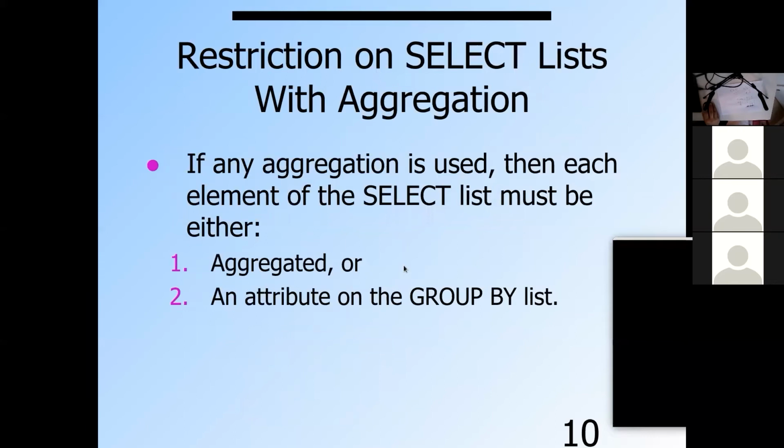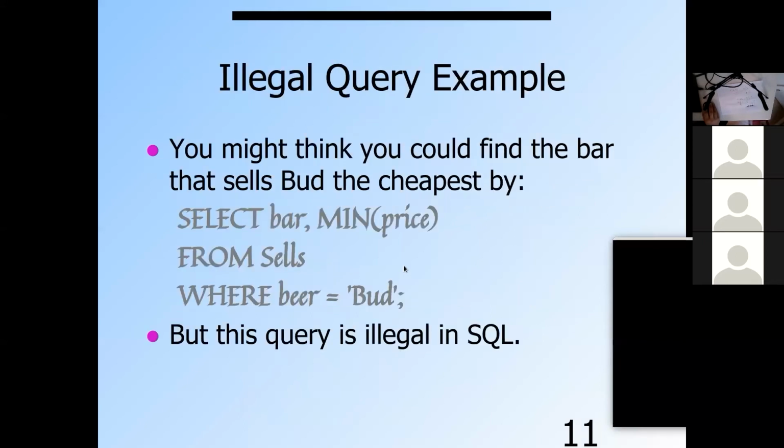In an aggregation, if any aggregation is used, then each element of the select list must be either aggregated or an attribute in the group by list. This is where a common mistake is made. You'll see this quite a bit, and we have to understand why it is illegal SQL. We say select bar and the minimum price, where the beer is Bud. What we're looking for is the bar that sells Bud the cheapest.